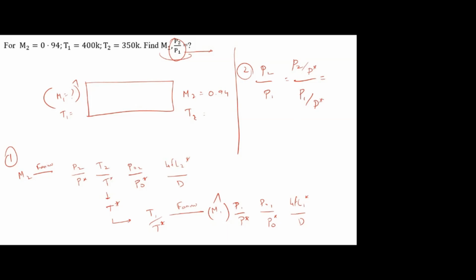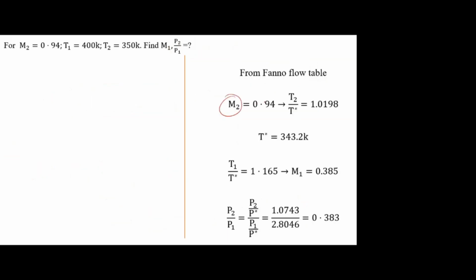Okay, very good. So for M2, using the Fanno table, they are finding the temperature ratio T by T star. Then they are finding T1 by T star. From there they are finding M1. Then for both M1 and M2, they are finding P by P star from the Fanno table. From there they are finding P2 by P1.